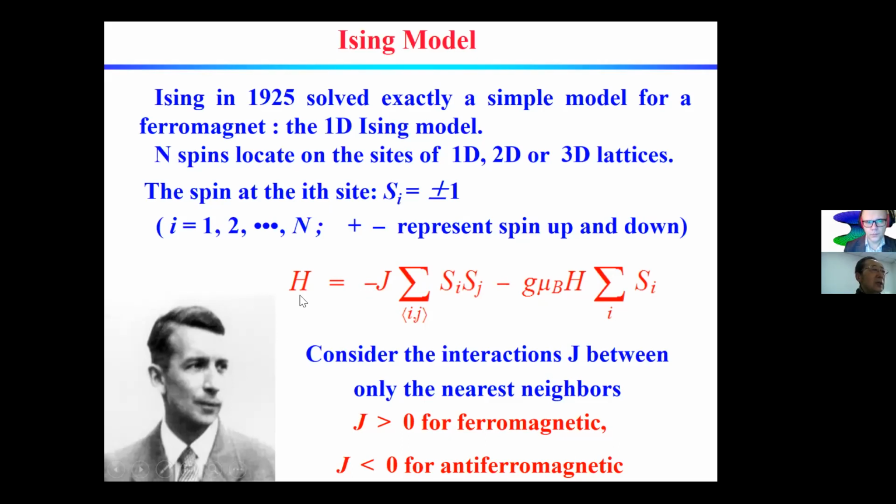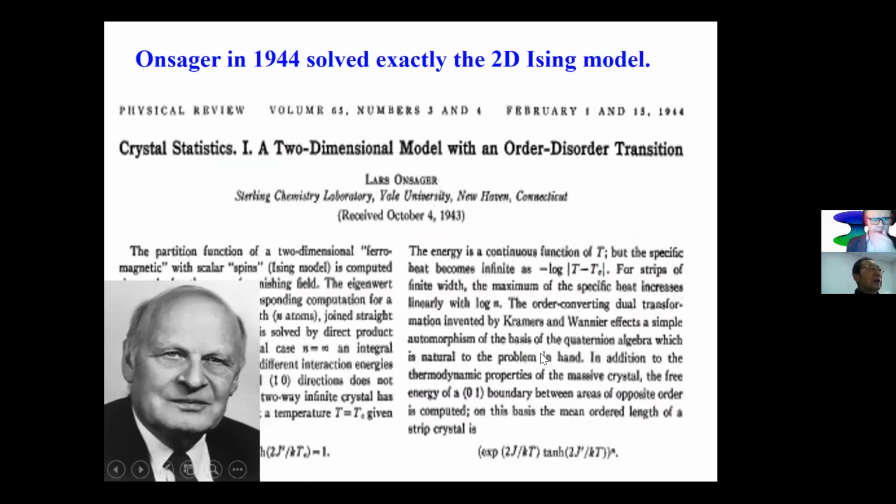So this is the Hamiltonian of the system. The first term is the interaction energy between the spins. The second term is due to the magnetic field. It is called the Zeeman energy term. We can consider the interaction J between only the nearest neighboring spins.